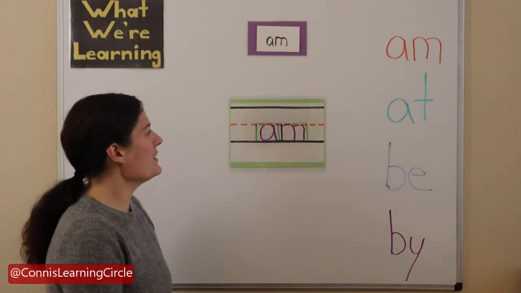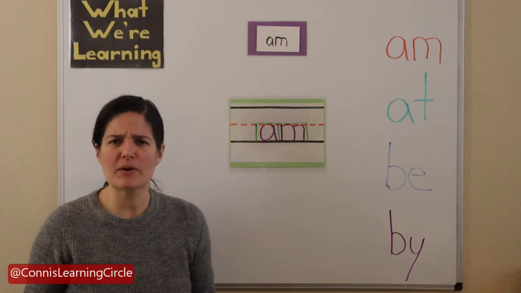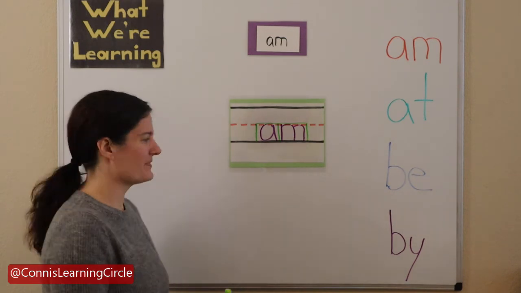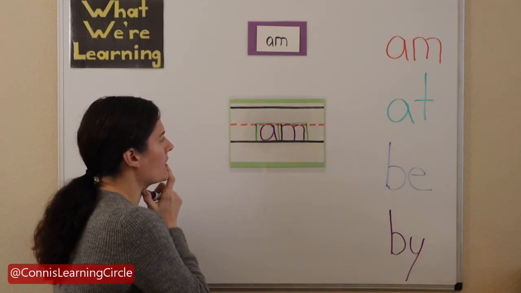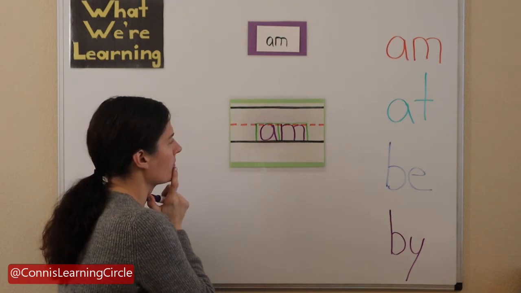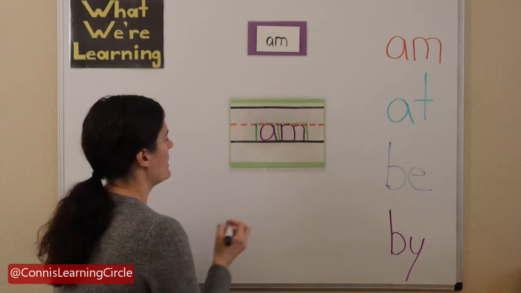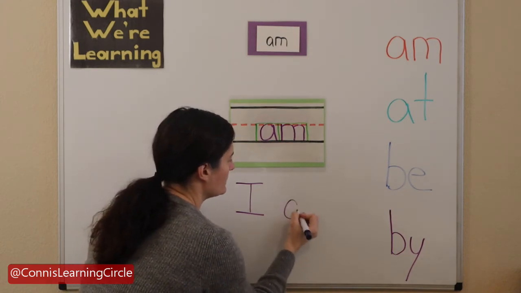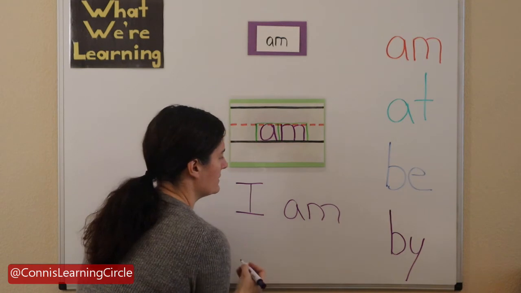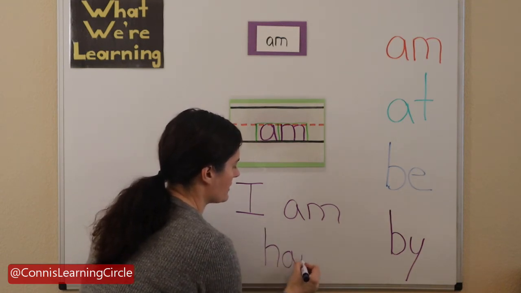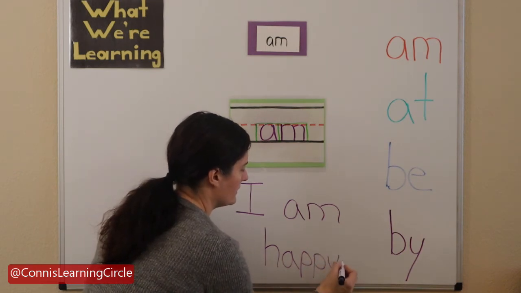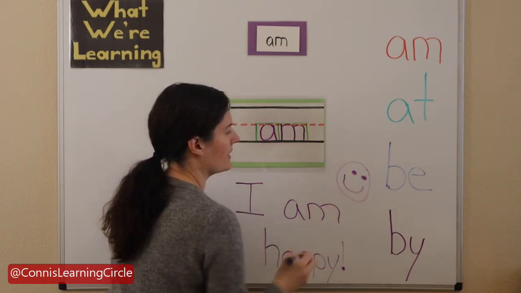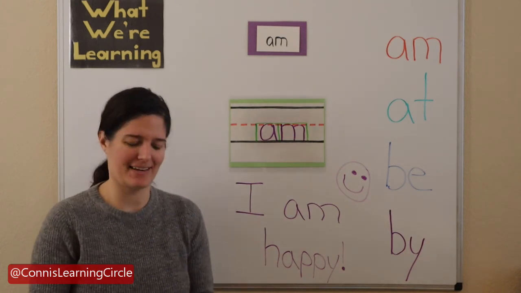Very good. All right, we know how to spell our word AM. We know how to write it on our writing line. Do you think that we can use it in a sentence now? I think so. Let's see, what can we say with our word AM? Oh, I know, let's do this. I am happy. Let's do a smiley face because I am happy. I am always happy when we get to come together to learn together.